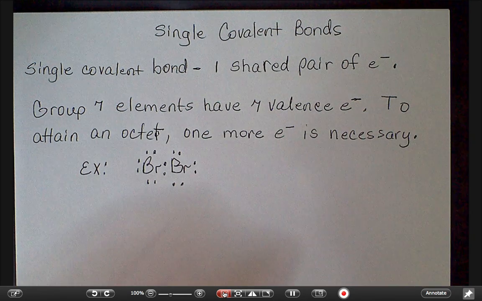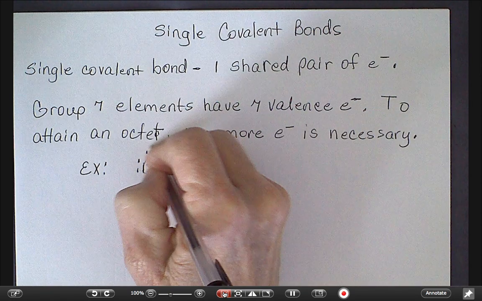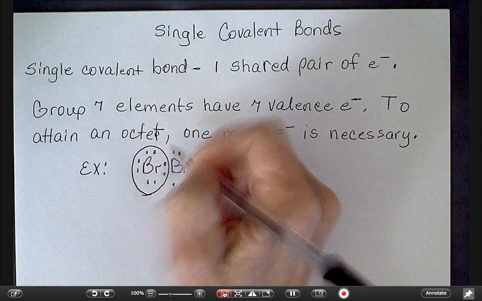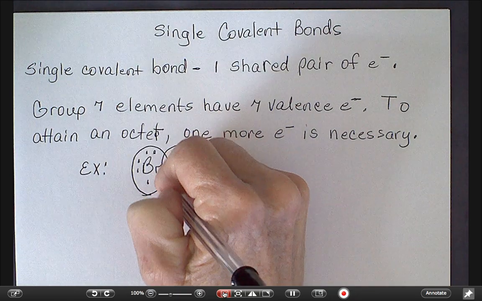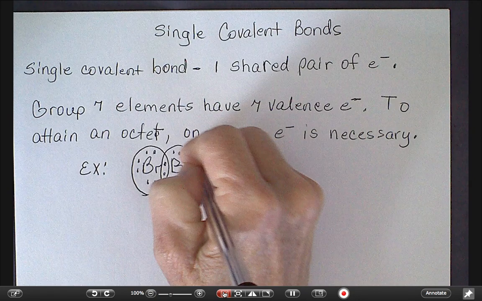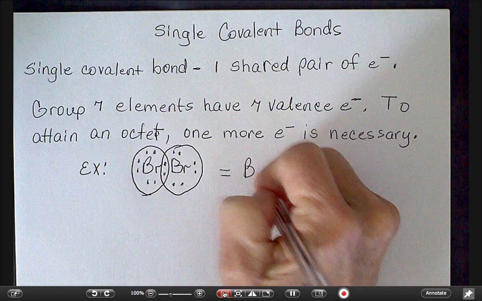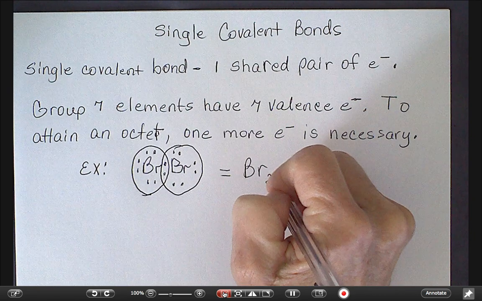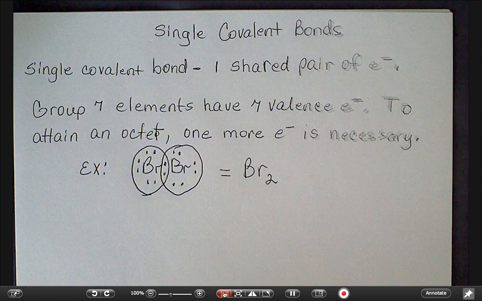Do your Venn diagram. This Br has 8. And this Br has 8. So guess what that makes? Br who? Br2. Okay, so now let's look at group 6 elements.